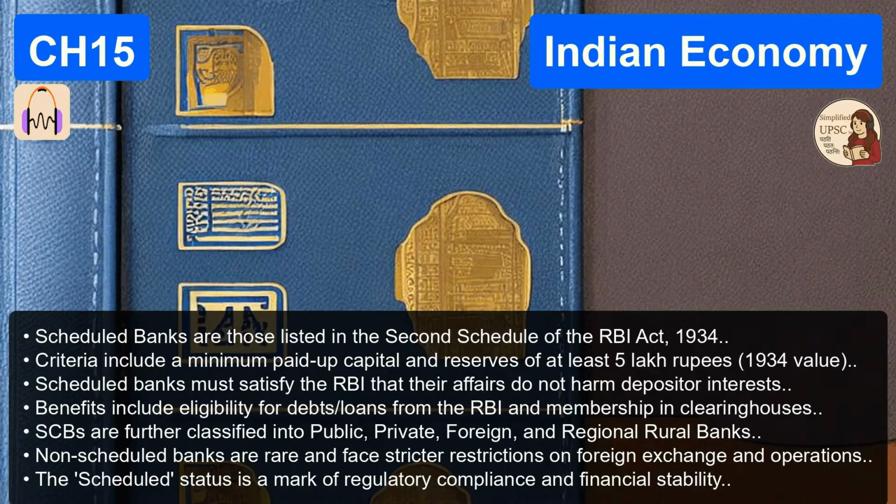True. But the more important criterion, the one that still matters immensely, is that they must satisfy the RBI that their affairs are not being conducted in a manner that is detrimental to the interests of the depositors. So it's a stamp of approval. It means the RBI has looked at you and said, okay, you are not a scam. Precisely. And being scheduled gives you privileges. You get access to the RBI's liquidity windows, you can borrow money from the RBI, you get clearinghouse facilities.